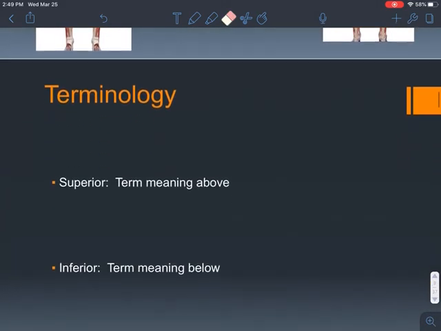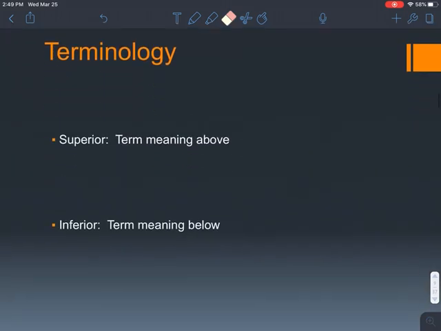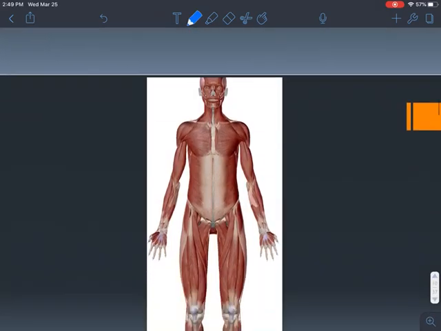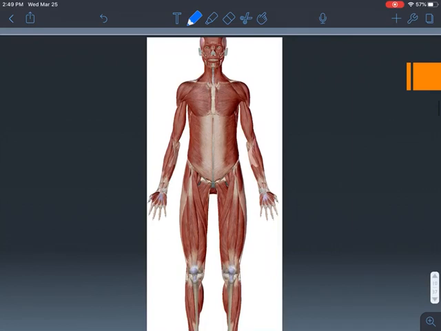Next is superior and inferior. Okay, so superior, term meaning above, inferior, term meaning below. Now as we start to learn more terms, we can start to build them together, okay? So superior above, inferior below, okay? And there's two ways to use this, right? That you could use it to compare, or aspect of.